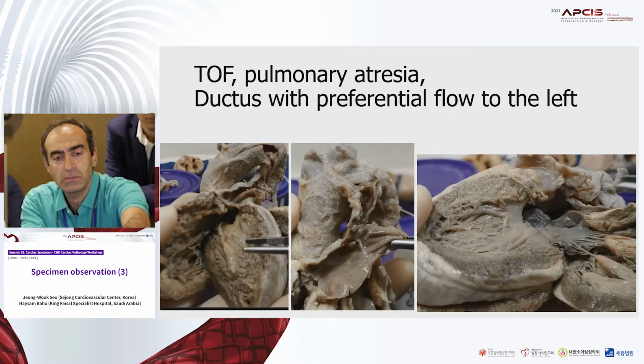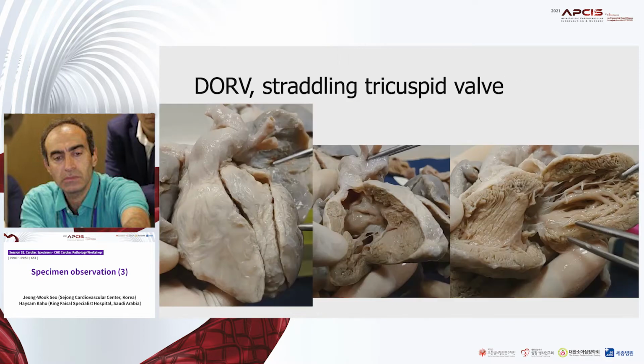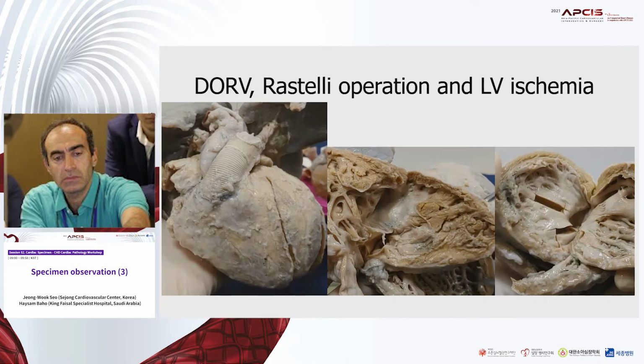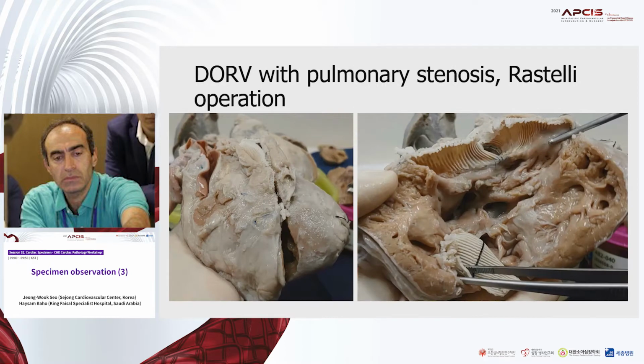Tetralogy of Fallot with pulmonary atresia with the ductus with preferential flow to the left side. Tetralogy of Fallot with aortopulmonary window. Double outlet right ventricle with straddling tricuspid valve. Double outlet right ventricle status post Rastelli operation and left ventricular ischemia. Double outlet right ventricle with a subpulmonary ventricular septal defect. And finally, double outlet right ventricle with pulmonary stenosis and Rastelli operation.